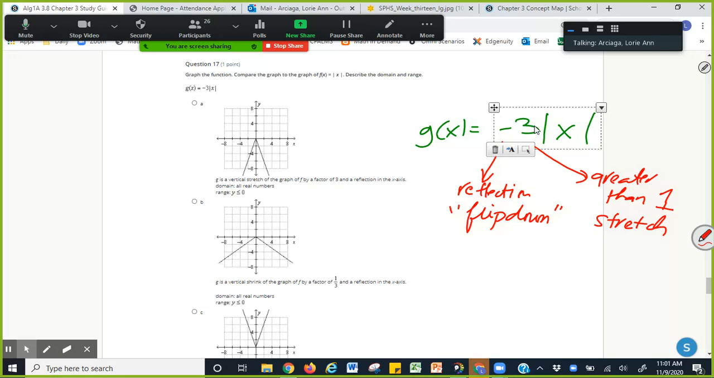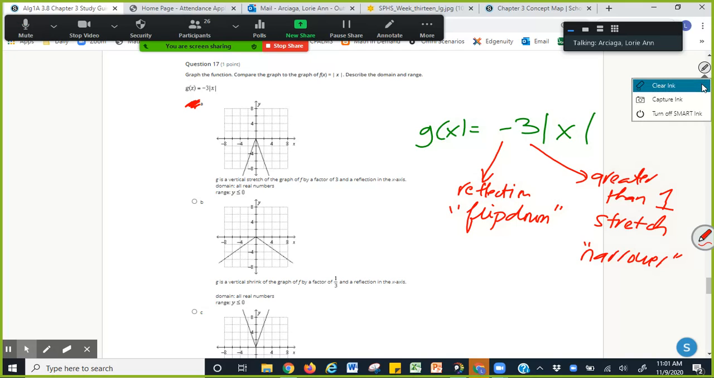That means it makes the graph narrower, or higher compared to the x-axis, right? So the correct answer is this one. Find it among the choices. You have to find the graph that looks like this. It's flipped downward because it has a negative in front. I'm going to keep going over here.